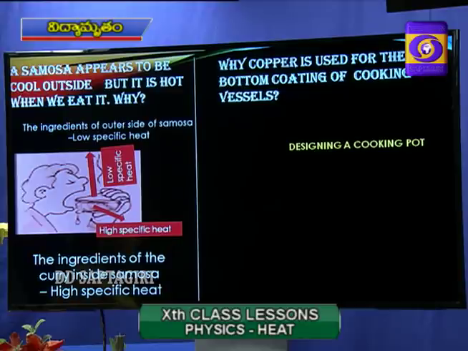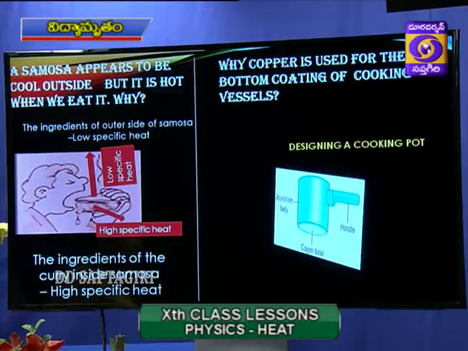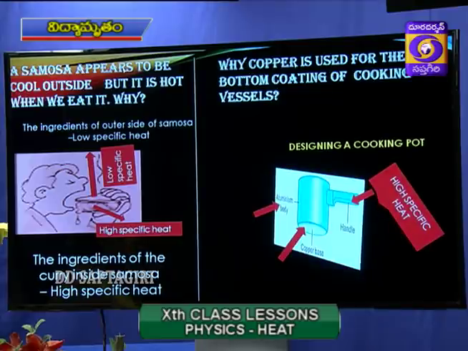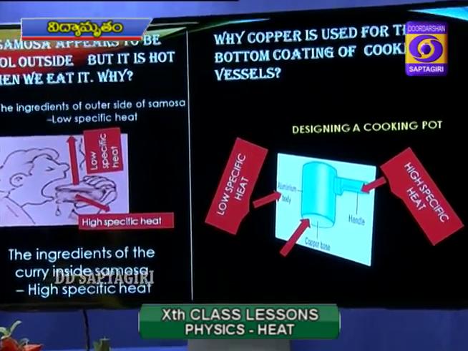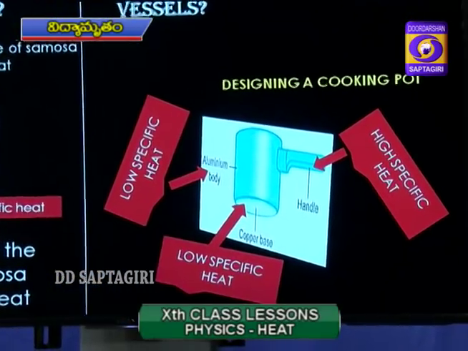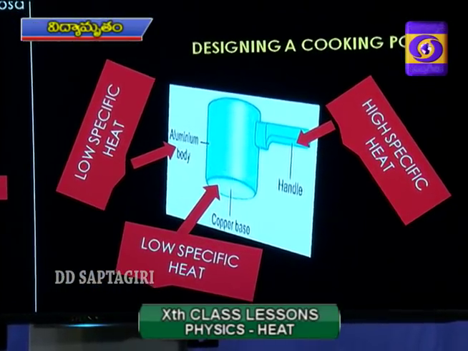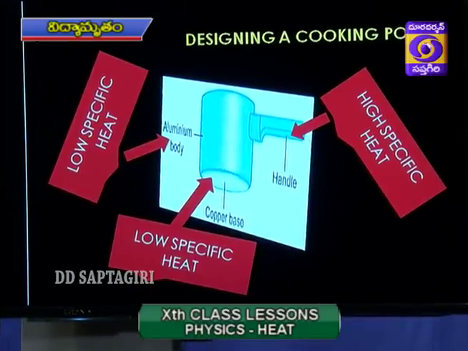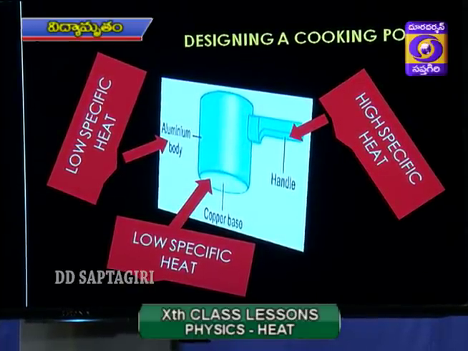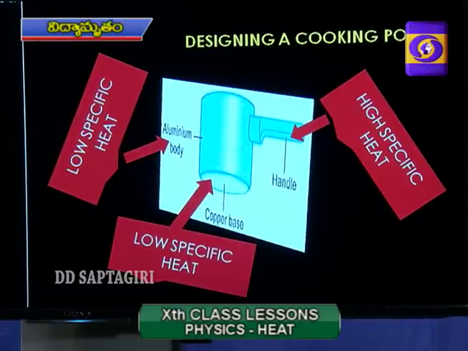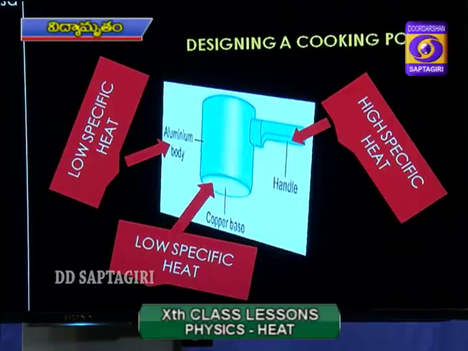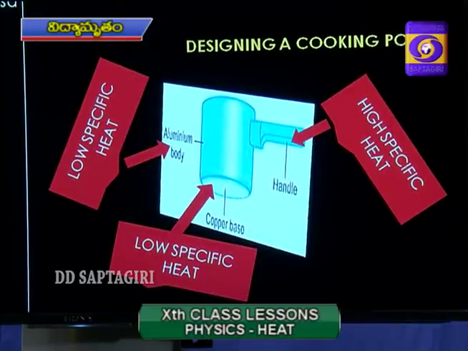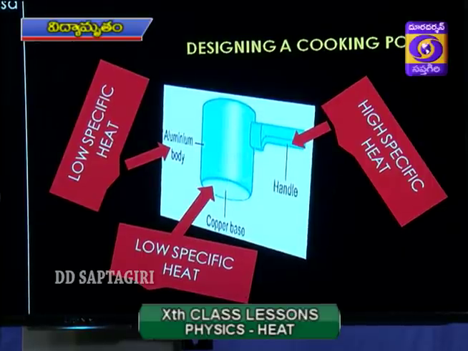Now we shall see the designing of a cooking pot. See, here a cooking pot is there, and the handle is with high specific heat and the body will be with low specific heat, and the bottom will have low specific heat. Because why? Because low specific heat means it will absorb heat very quickly. To save the gas and our fuel, we can design the cooking pot with the bottom having low specific heat. That is the most important.